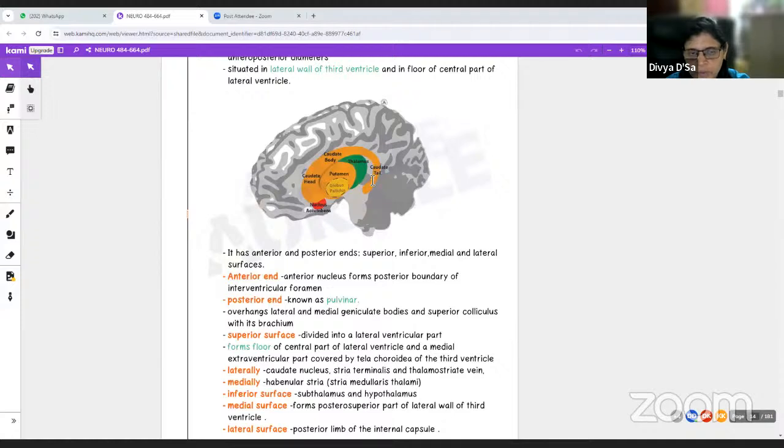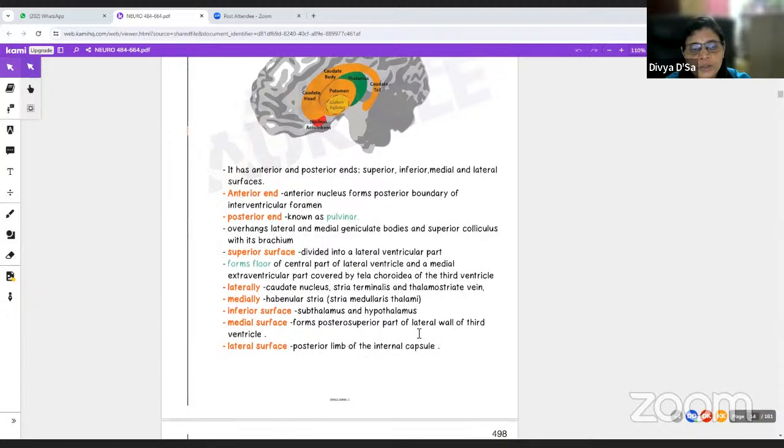Brachium, like the arm, it goes. So this is the lower part. Here we are not seeing it. This forms a part of the midbrain. The superior surface is divided into a lateral ventricular part, and it forms the floor of the central part of the lateral ventricle.